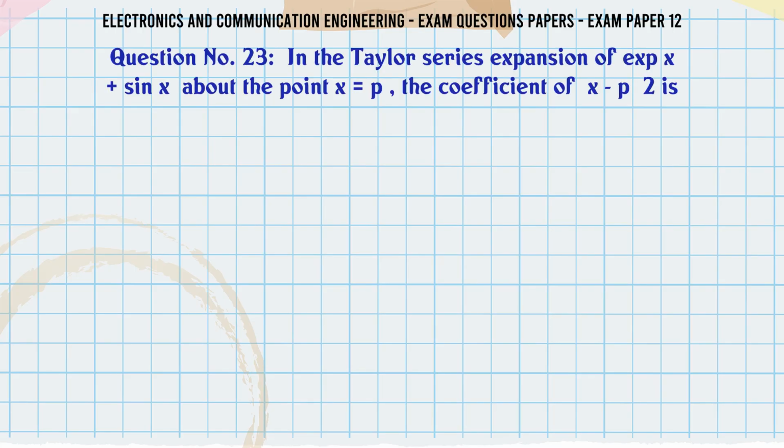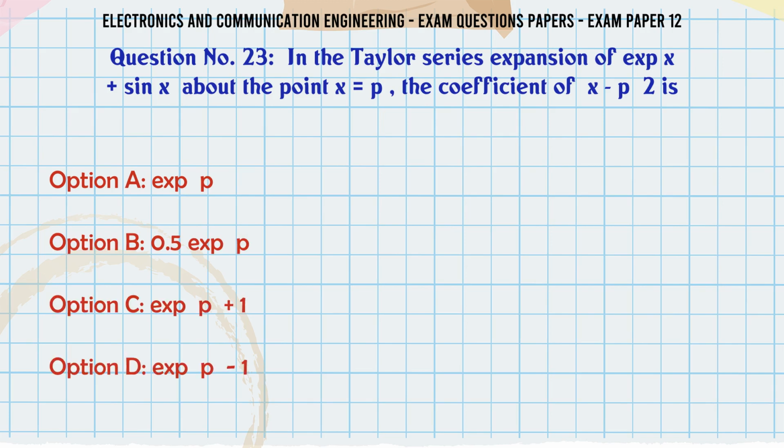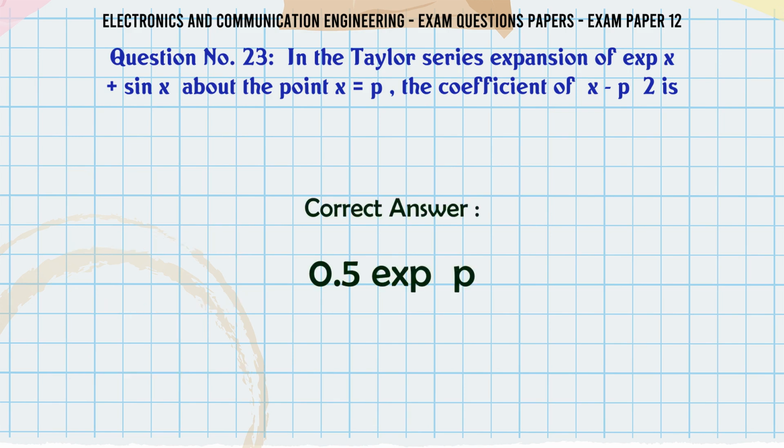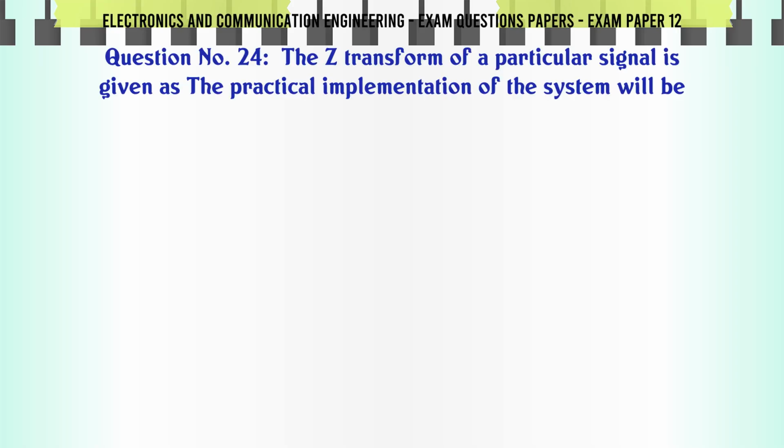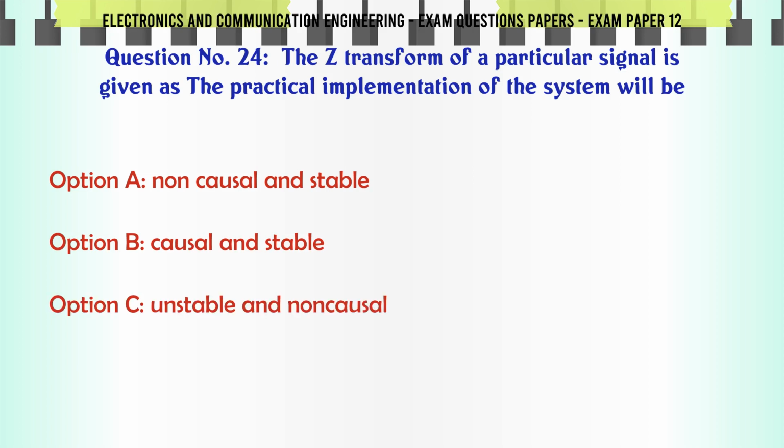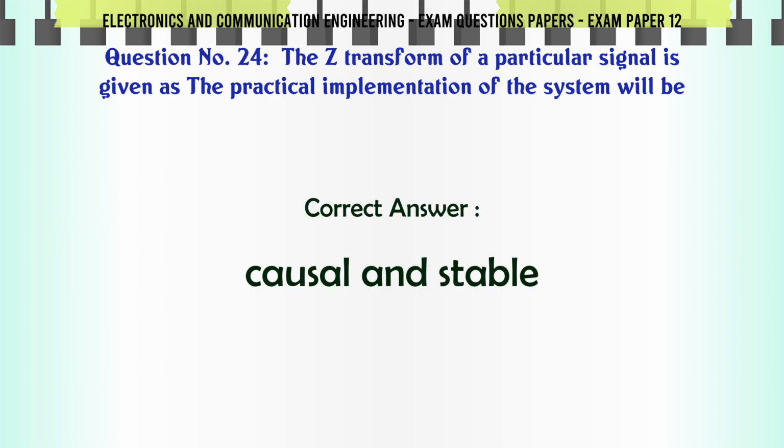In the Taylor series expansion of x sin x about the point x = π/2, the coefficient of (x - π/2)^2 is A) π/2, B) 0.5 π, C) π, D) 1. The correct answer is 0.5 π. The Z transform of a particular signal is given; the practical implementation of the system will be A) non-causal and stable, B) causal and stable, C) unstable and non-causal, D) can't say. The correct answer is causal and stable.